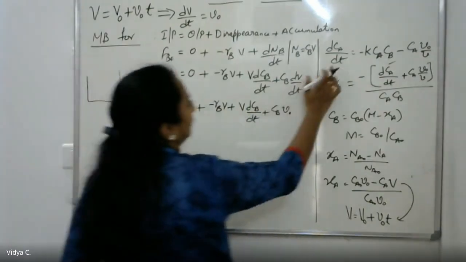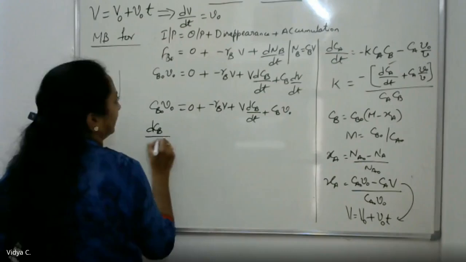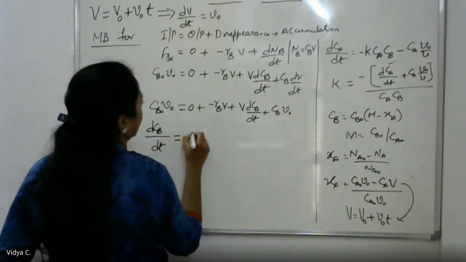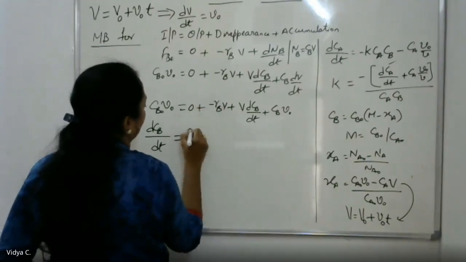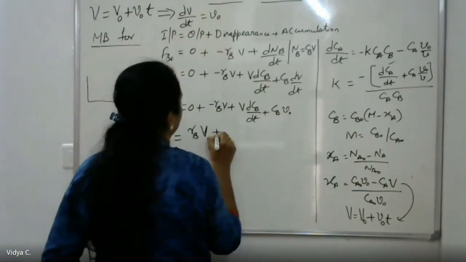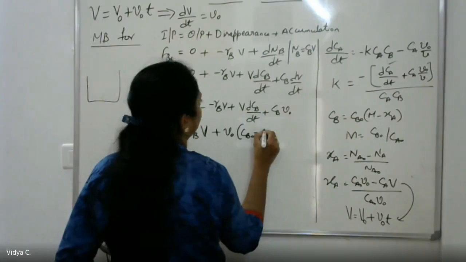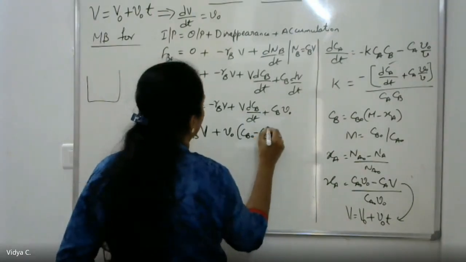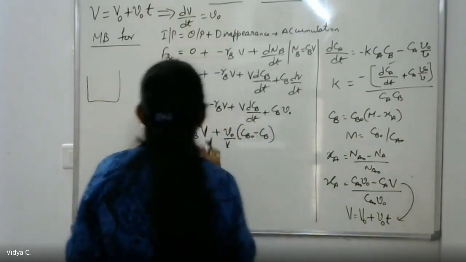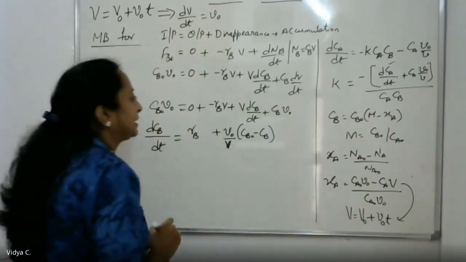Now we have to write dCB by dt. So dCB by dt will be equal to RB into V. This minus, if it comes this side, it will be plus RB into V plus V naught into CB naught minus CB. Let me take this V here first. This will be, yeah, this is your expression.